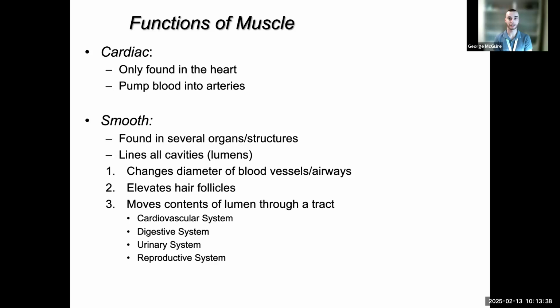They elevate your hair follicles. They move contents of lumen through a tract, which is kind of the function I was focusing on earlier. Right? Moving food through your digestive system, things through your urinary system, your reproductive system, all of these passageways where something in the body needs to move from one space to another. Smooth muscle is the major player in controlling that movement, right? You don't have to think about it. You aren't really aware of when and how those things are moving. That is all being controlled by mechanisms that are involuntary and visceral.